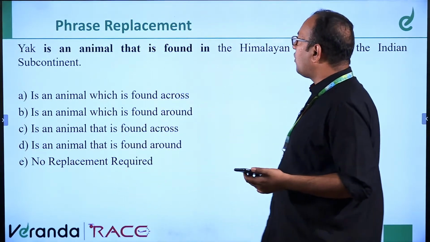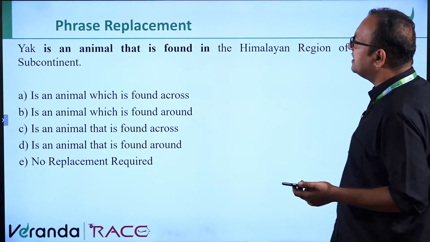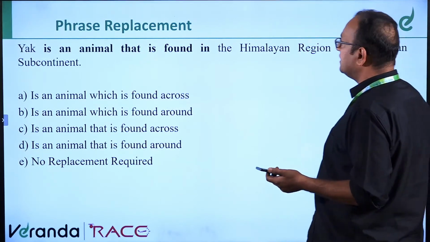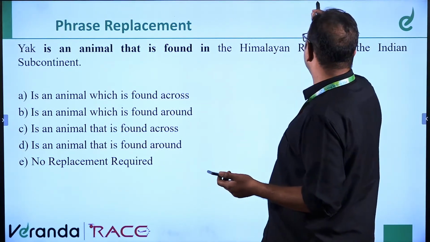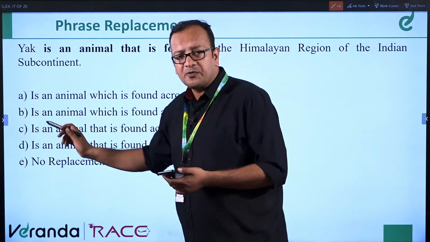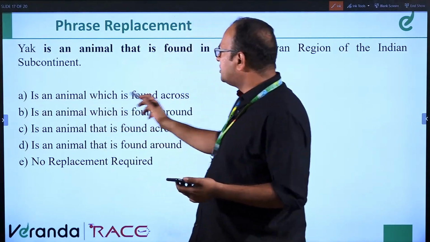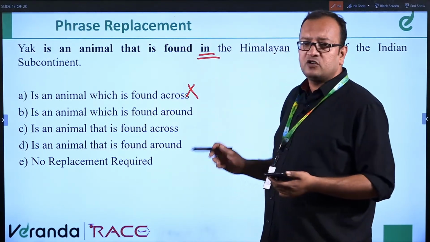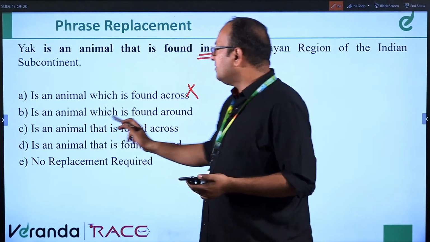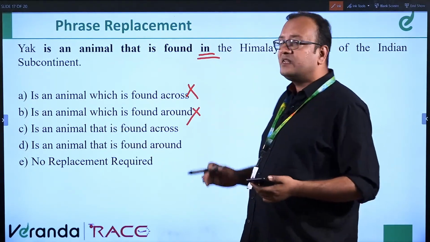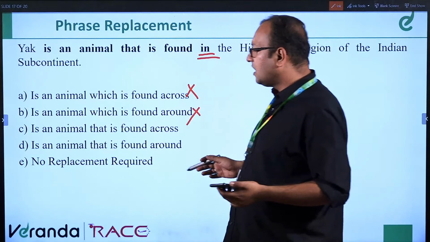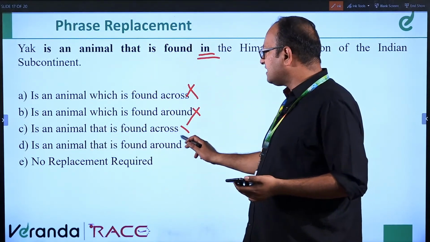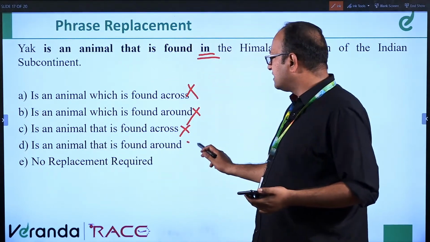Yak is an animal that is found in the Himalayan region of the Indian subcontinent. The option says yak is an animal which is found across. This is incorrect because in should be the correct option, not across. Is an animal which is found around. Around is incorrect. Around means it is roaming here and there. Across means from here to there. Is an animal that is found across is incorrect. Is an animal that is found around is incorrect.